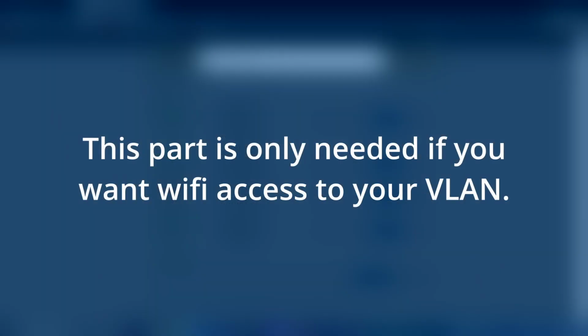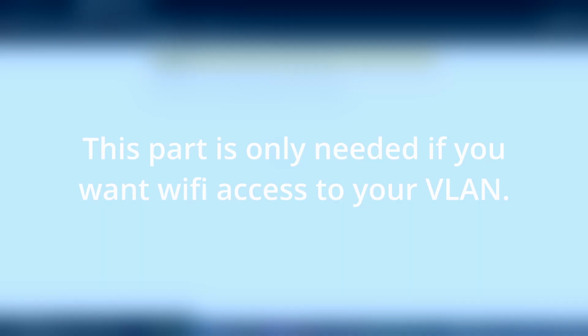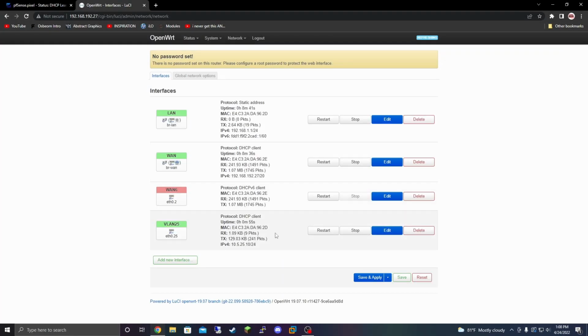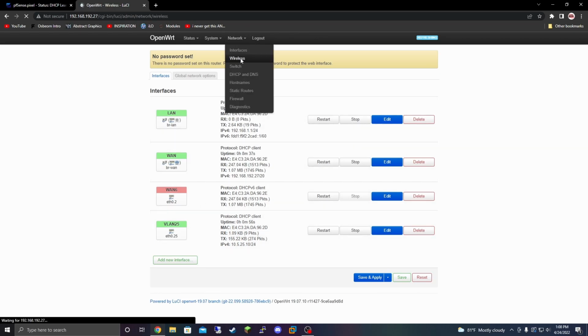And we're not quite done yet. We want to go ahead and set up a Wi-Fi network. Now you can be done. If this is all you needed to do, then you're good. But I'm going to go ahead and set up a guest Wi-Fi network that's going to be functioning off this VLAN. So we'll set up wireless right here.